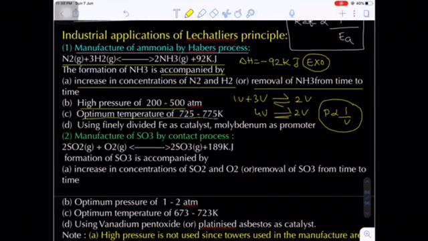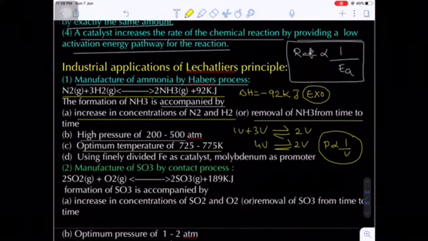Next, optimum temperature, that is 725 to 775 Kelvin. Here actually which reaction is this? Exothermic. For an exothermic reaction, generally low temperature is favorable. But at low temperature the rate of reaction will be slow. That's why we require some optimum temperature which is not very high and also not very low. And one more important thing is the catalyst. Finely divided iron is used as a catalyst and molybdenum is used as a promoter. A promoter is a substance which increases the activity of the catalyst. Which increases the promoter. What happens?